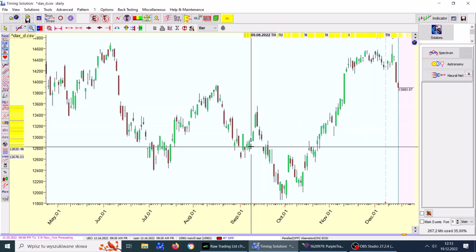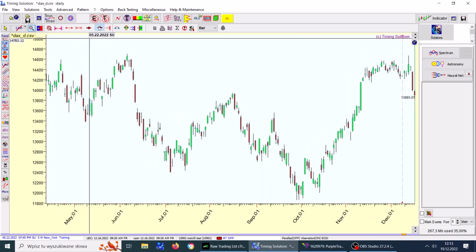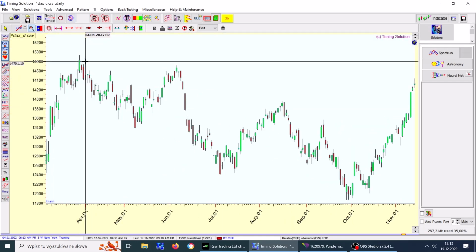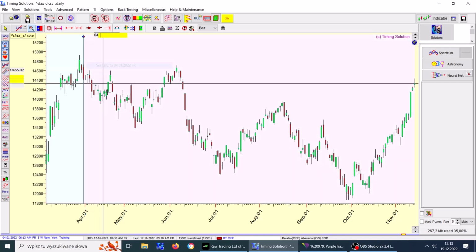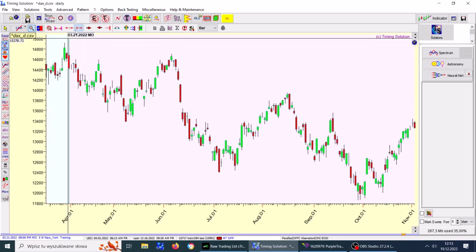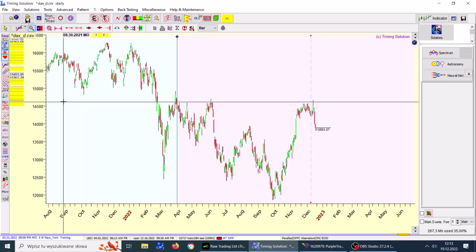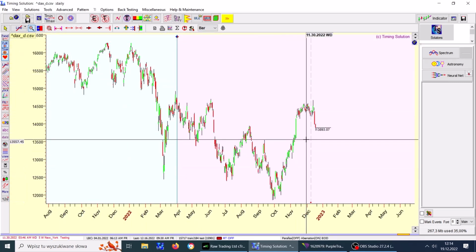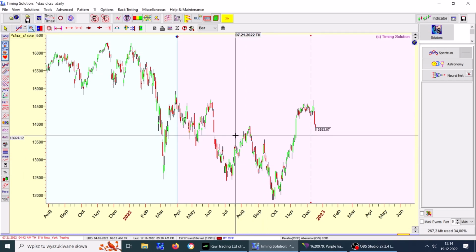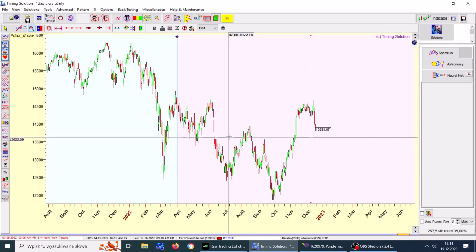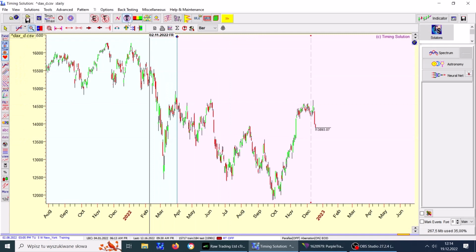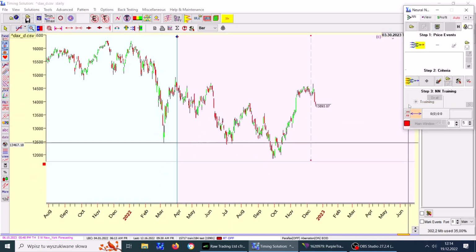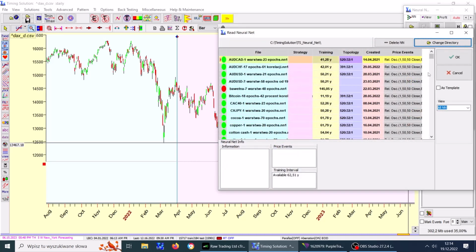To test the effectiveness of the model on hidden data, I set the LBC, or Learning Border Cursor, for example to April 1st, 2022. This way, the neural network will train on the data before the LBC, and on the hidden data we can test whether the model is fit for purpose. So the neural network does not know the data on the pink background, and we will use it to test the model. We activate the neural network module.